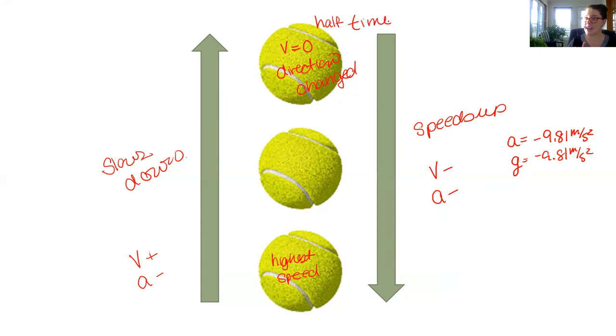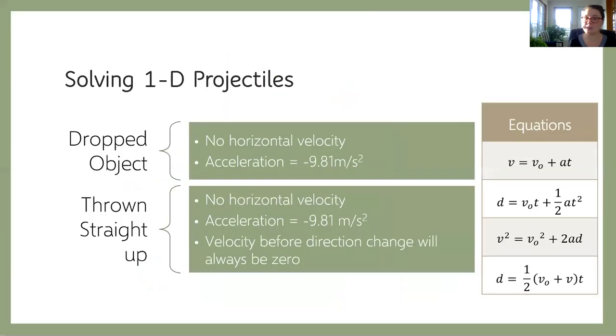Okay? At half the amount of time the object has spent in the air, the velocity is equal to zero. And that's true of any symmetrical path as long as you're starting and ending at the same height. Now that's going to be really helpful for the example that I've given you to solve.